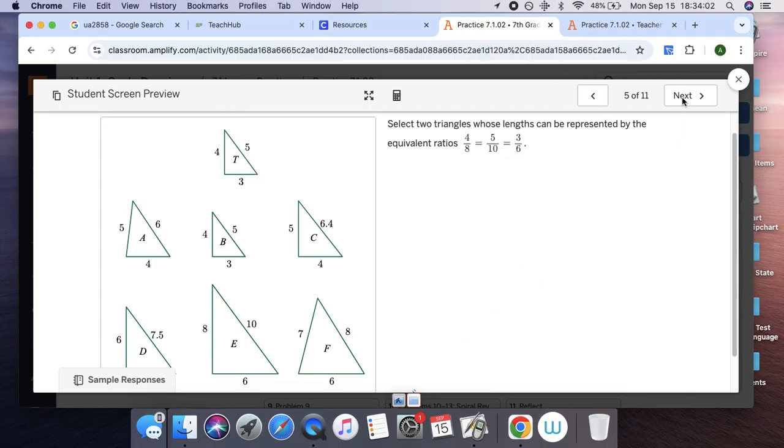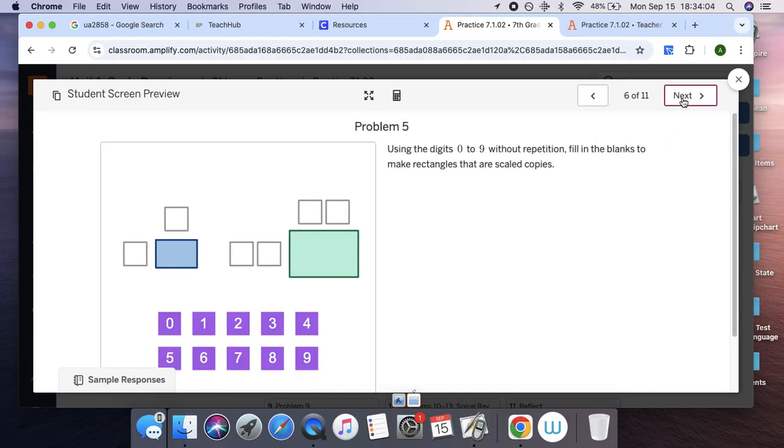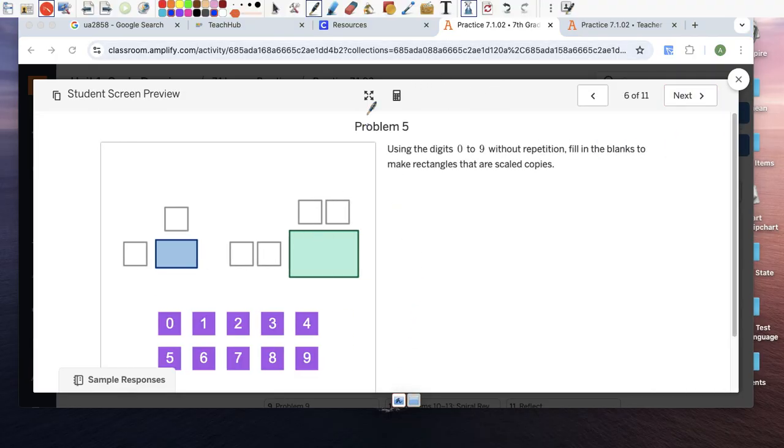I don't want to make the video too long because it's your first one, but here, this one is a little pain, nevertheless. They're asking us to use the numbers 0 through 9 without repetition to make rectangles that are scale copies. So for example, let's pretend I made this a 3, and this a 5, and I wanted to increase. Let me multiply the 3 by 4 and the 5 by 4. I'm going to use a scale factor of 4.